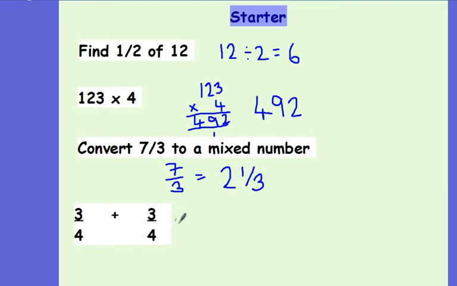And finally, if we're adding fractions, we need the denominators to be the same. In this case they already are, they're both 4. So I put 4 on the bottom, 3 plus 3 gives me 6. I can simplify 6 over 4 by dividing top and bottom by 2, to give me 3 over 2. And you might have written that as a mixed number, absolutely fine. That would give you 1.5.